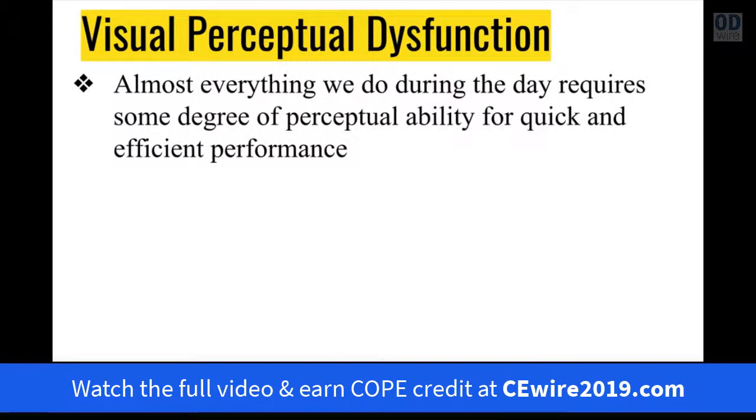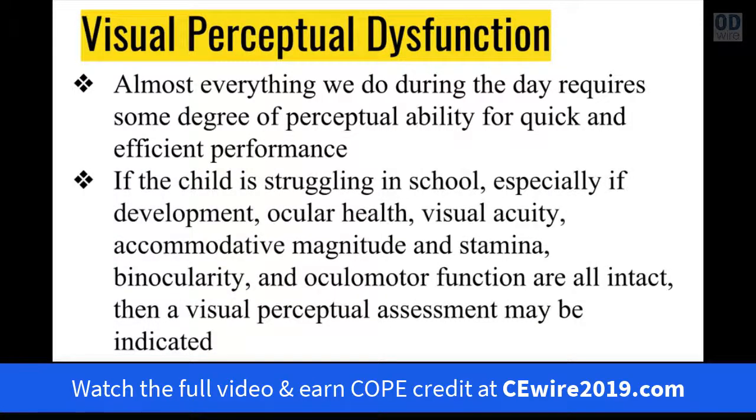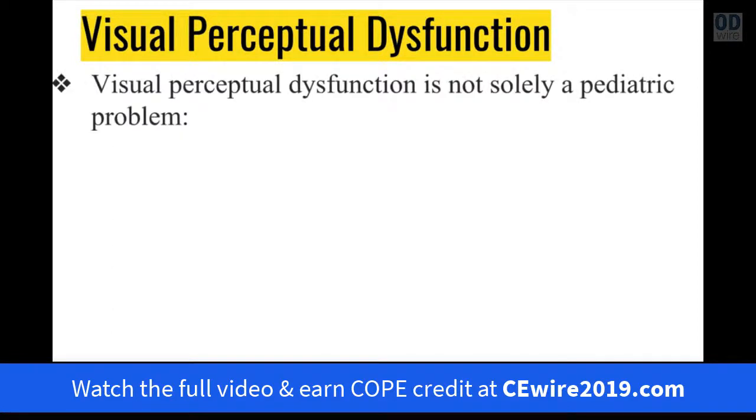All right, so almost everything we do during the day, as we can see from the previous examples, requires some sort of degree of perceptual ability for both quick and efficient performance. And if a child is struggling in school, especially if their development, their ocular health, visual acuity, accommodation, magnitude and stamina, binocularity, ocular motor function are all intact, then a visual perceptual assessment may be something that is indicated in terms of testing for this child.